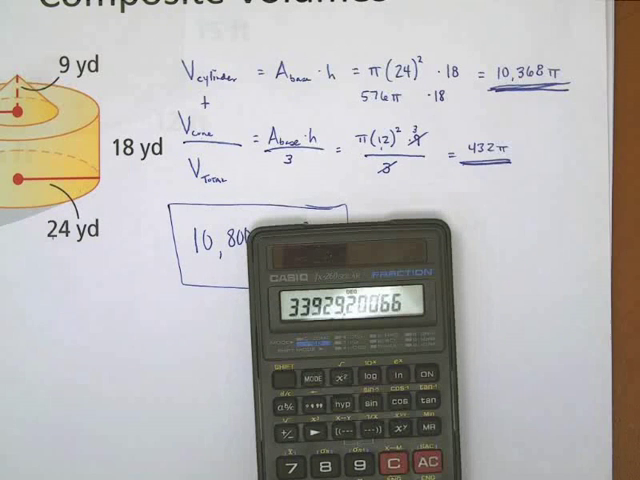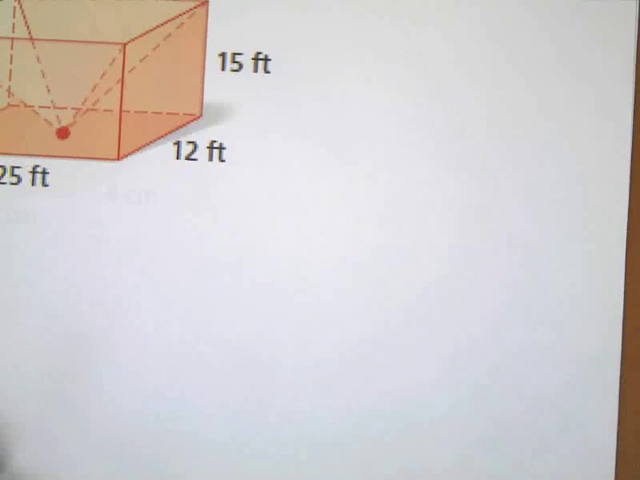I'm going to find the shapes' individual volumes, and then I'm just going to sum them. I'm going to add them up. Let's do another one here.